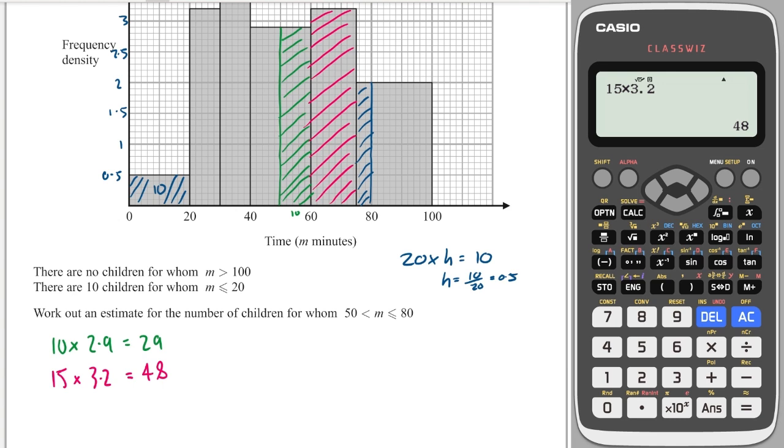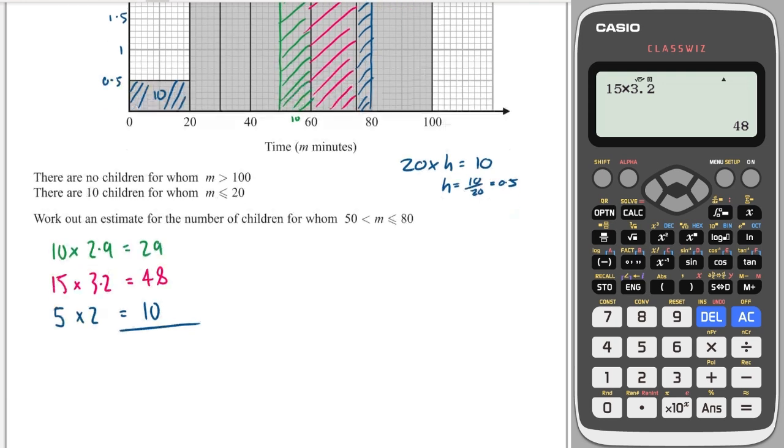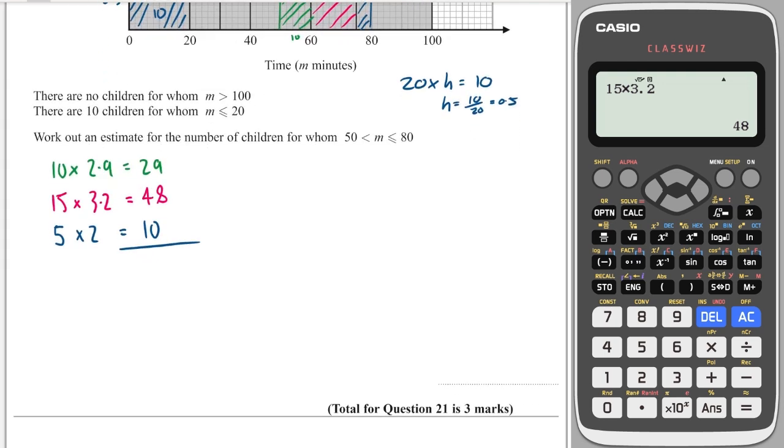And then the last one has a width of 5, so it starts at 75 and goes to 80, and it has a height of 2. So that's nice and easy, 10. Okay, let's add them up, and that should give us the number of children we're looking for. And that is going to be a 7, carry the 1, and that is 6, 7, 8, so 87.